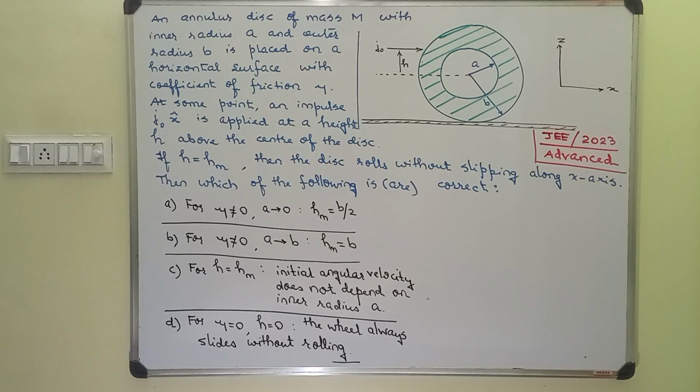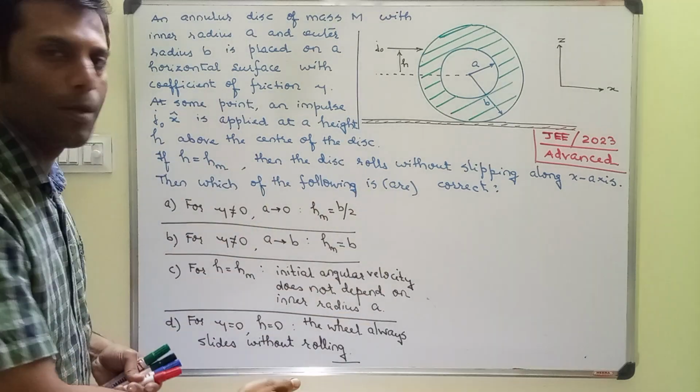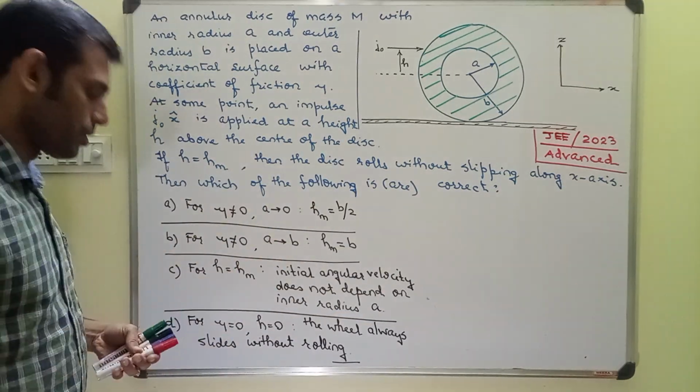Read this question in detail. You will find an annular disc is placed on a horizontal surface with a friction coefficient mu. At some point, an impulse J naught is applied at a height h above the center of the disc. Now, the disc rolls without slipping along the x-axis. That is all the question.